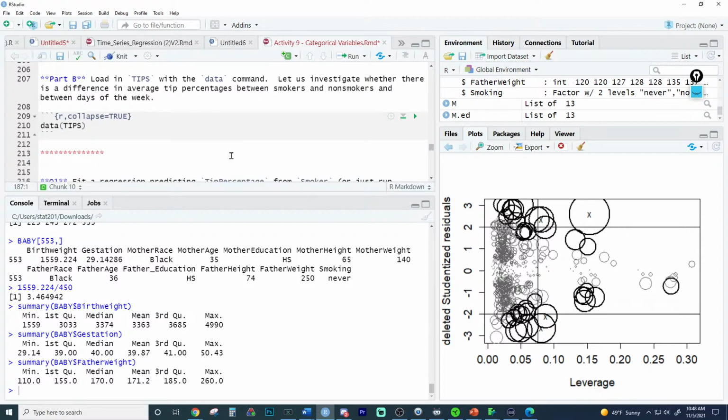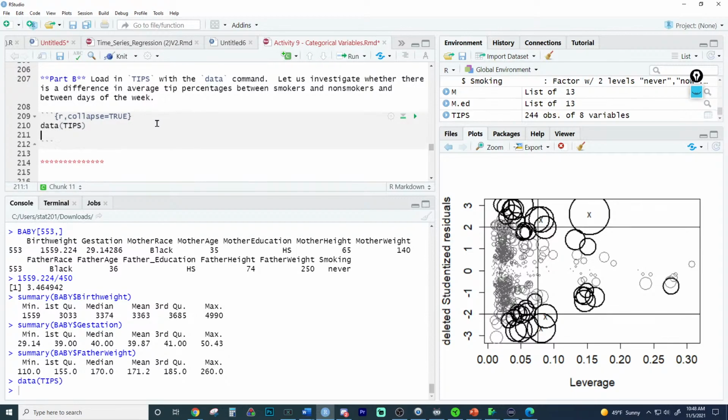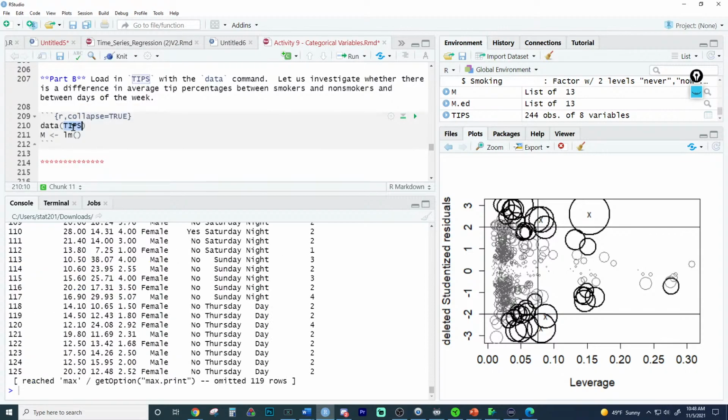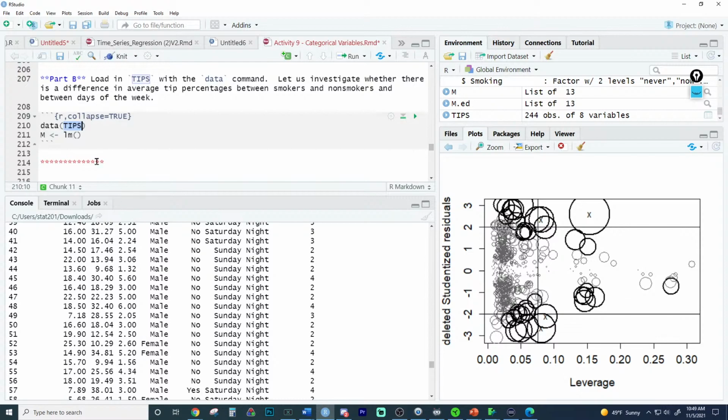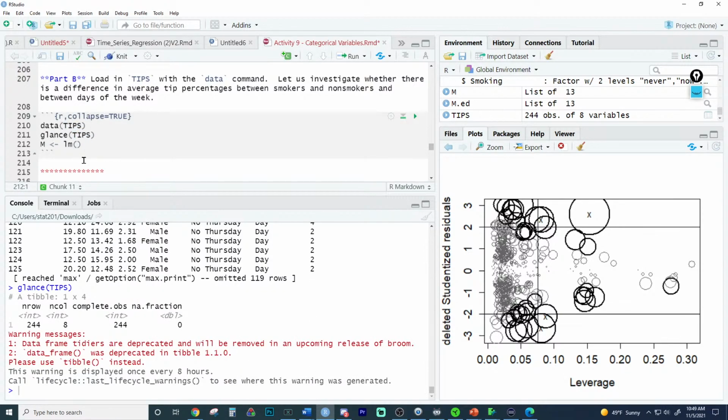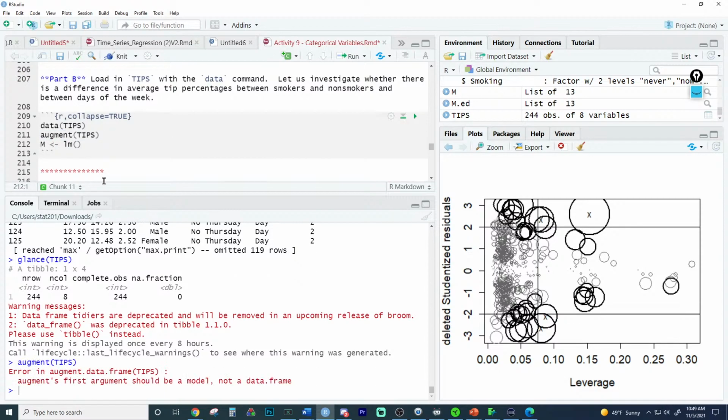Let's load in the tips data set right here and do a little more data. Load in the tips data set and investigate whether there's a difference in the average tip between smokers and non-smokers. So we're going to look at smokers, non-smokers again. Let's make a model right here where we're doing tip. Let's look at the tips. Can I go to glance? You might not have glance. I can't do glance. Let's do augment. No, it doesn't like it.